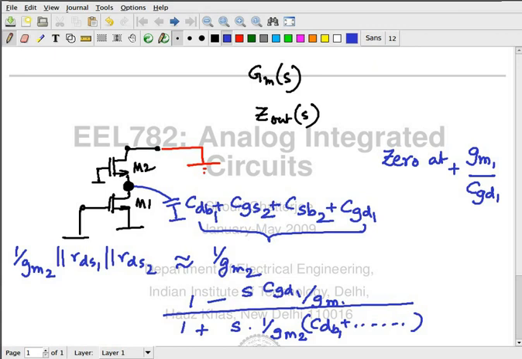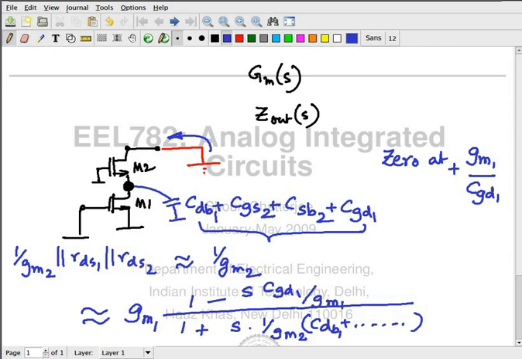So how much is the DC transconductance? It's basically you want to find out the current that's coming through this wire, etc., etc. Okay, that's approximately equal to GM1. We know that. So this is the complete expression. Okay? Any questions so far?